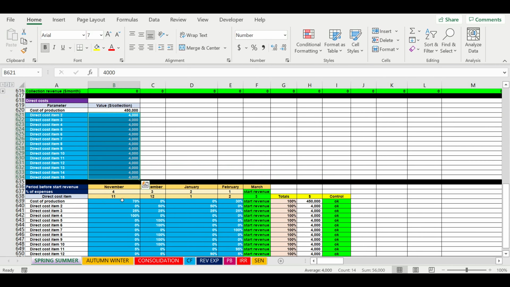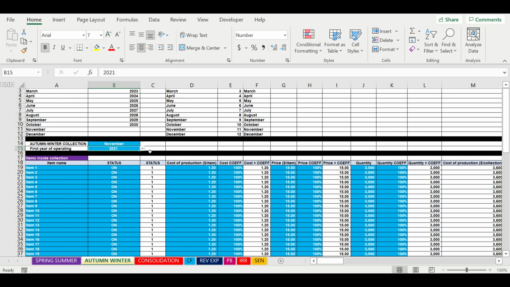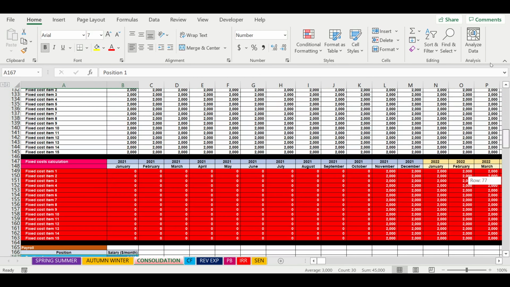Then we do the same with the autumn-winter collection. So we just assume that the autumn-winter collection will start selling in November. The first collection will start selling in November 2021. Here we also describe the items inside this collection, and we can switch different items on and off. We have the same blocks for direct costs. We have the same blocks for pricing and for quantity. Then we move to the consolidation block.